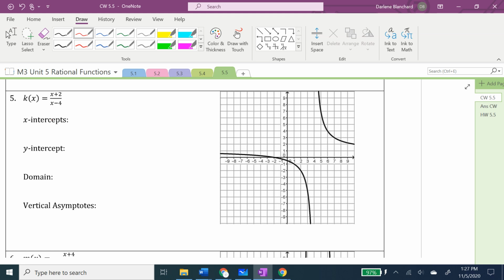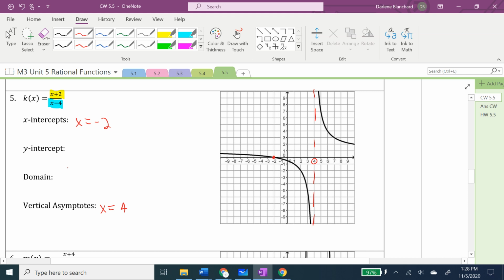Okay. X-intercept. What makes the numerator equal to 0? Vertical asymptotes. What makes the denominator equal to 0? Do you see how you can find those two things pretty quickly if you have a factored form? And let's check that on the graph. X-intercept -2, vertical asymptote 4, those check out.